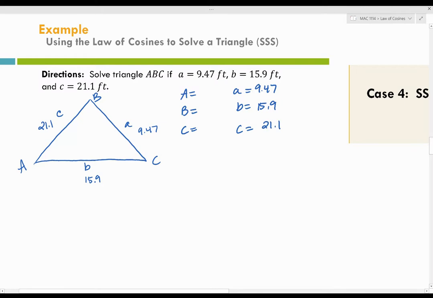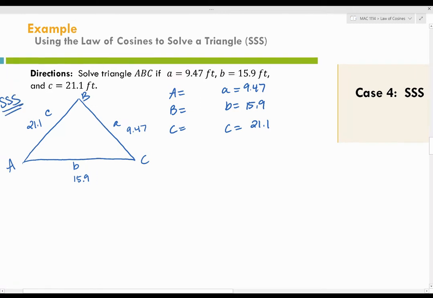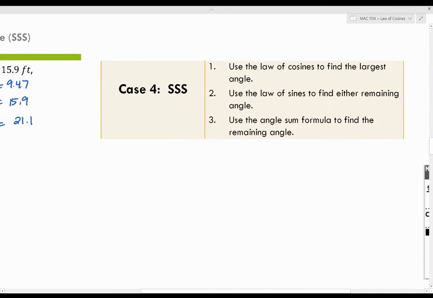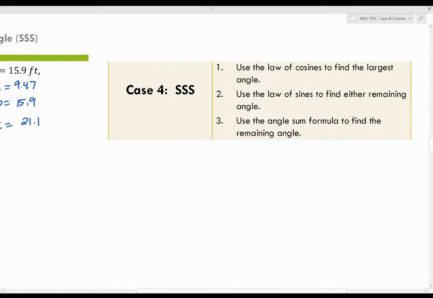Okay, so now that I've filled in everything that I have, let's see if we can classify this triangle. What we've been given are three sides, so this is a side, side, side triangle. If you were asked to solve a side, side, side triangle, these are the steps you're going to follow. First, use the law of cosines to find the largest angle. Step 2, use the law of sines to find either remaining angle. Step 3, use the angle sum formula to find the remaining angle.